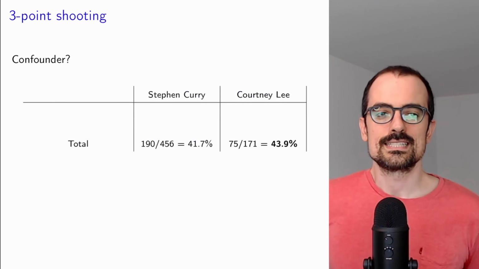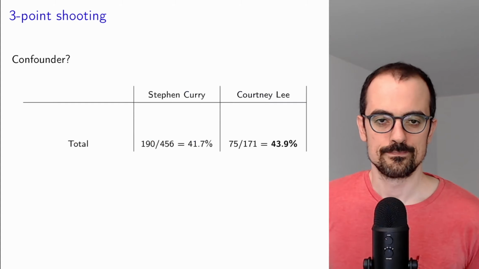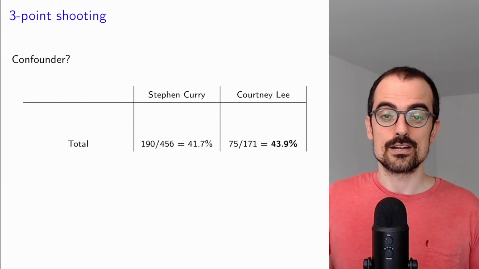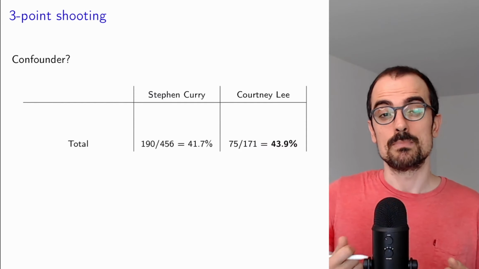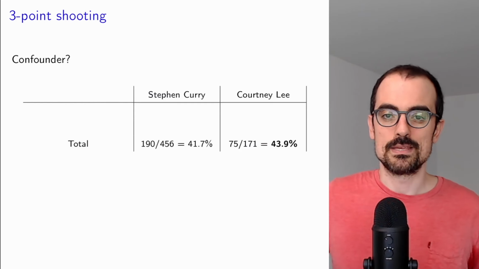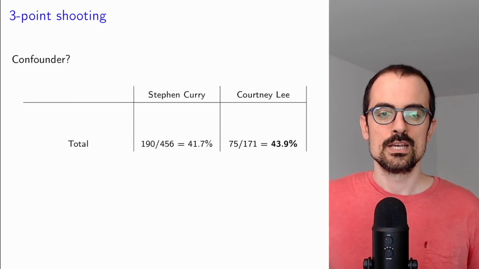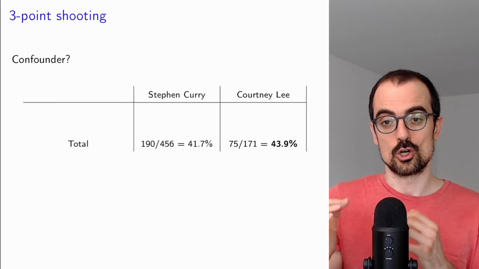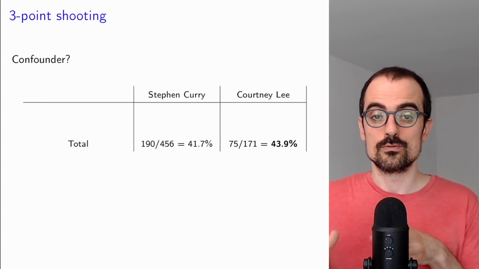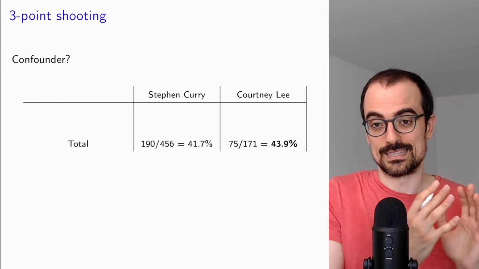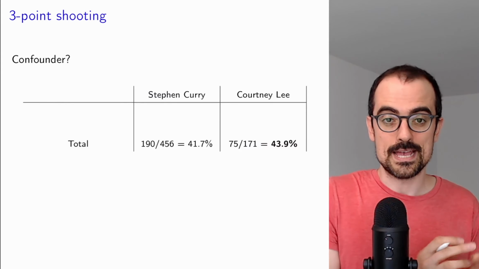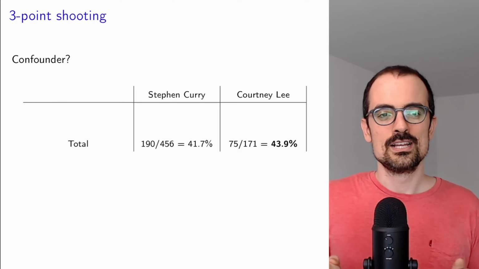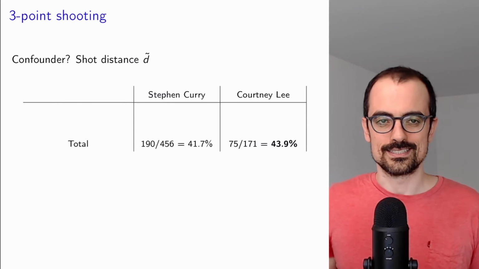What about the example with Stephen Curry and Courtney Lee? It is true that Courtney Lee had a higher 3-point percentage than Stephen Curry, but is there some possible confounder? Maybe think about it. You might have come up with the difficulty of the shots, because obviously the defense is going to focus much more on Stephen Curry, who at that point was perhaps the top player in the NBA, rather than on Courtney Lee. That is kind of difficult to quantify, so instead we can take a look at shot distance.